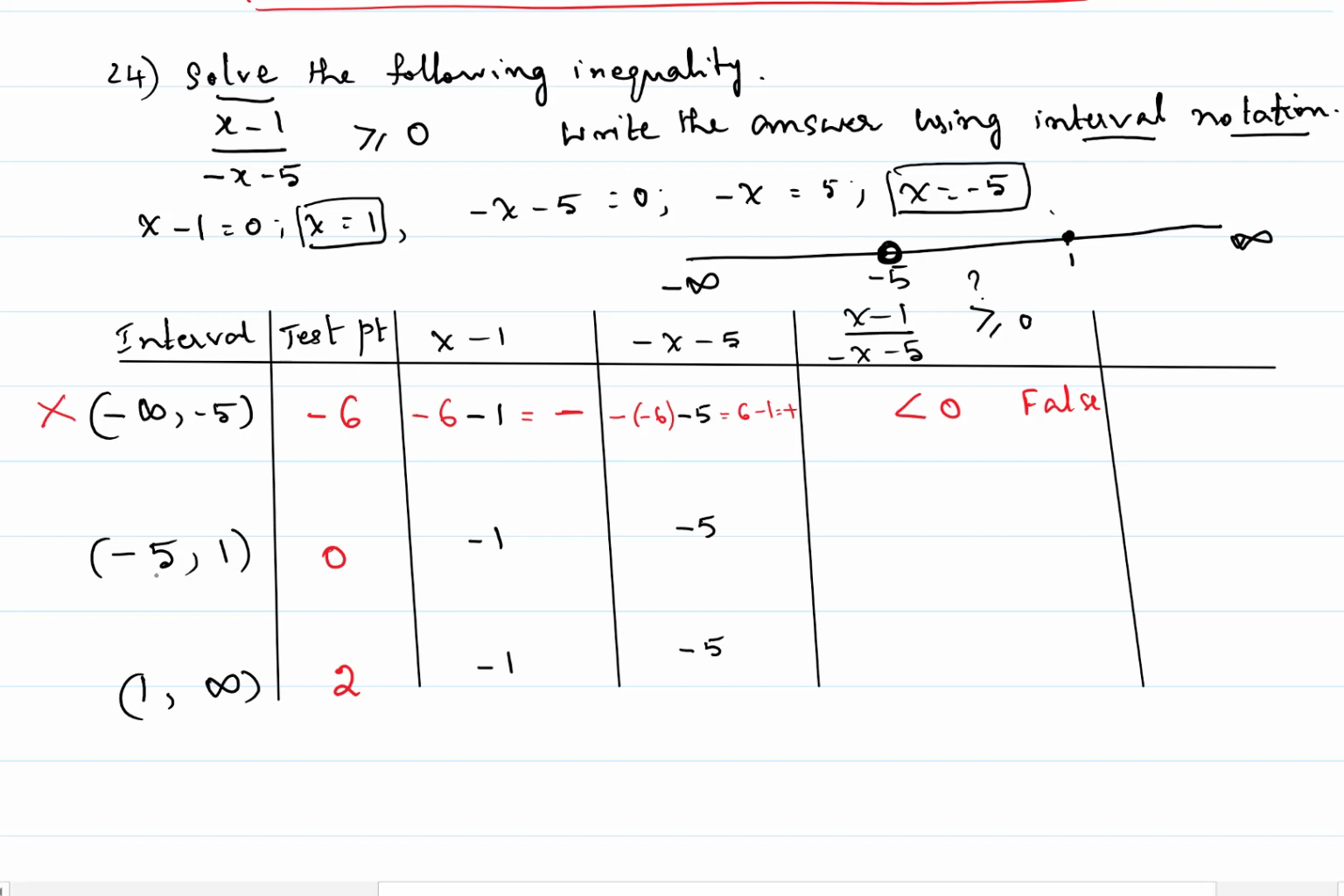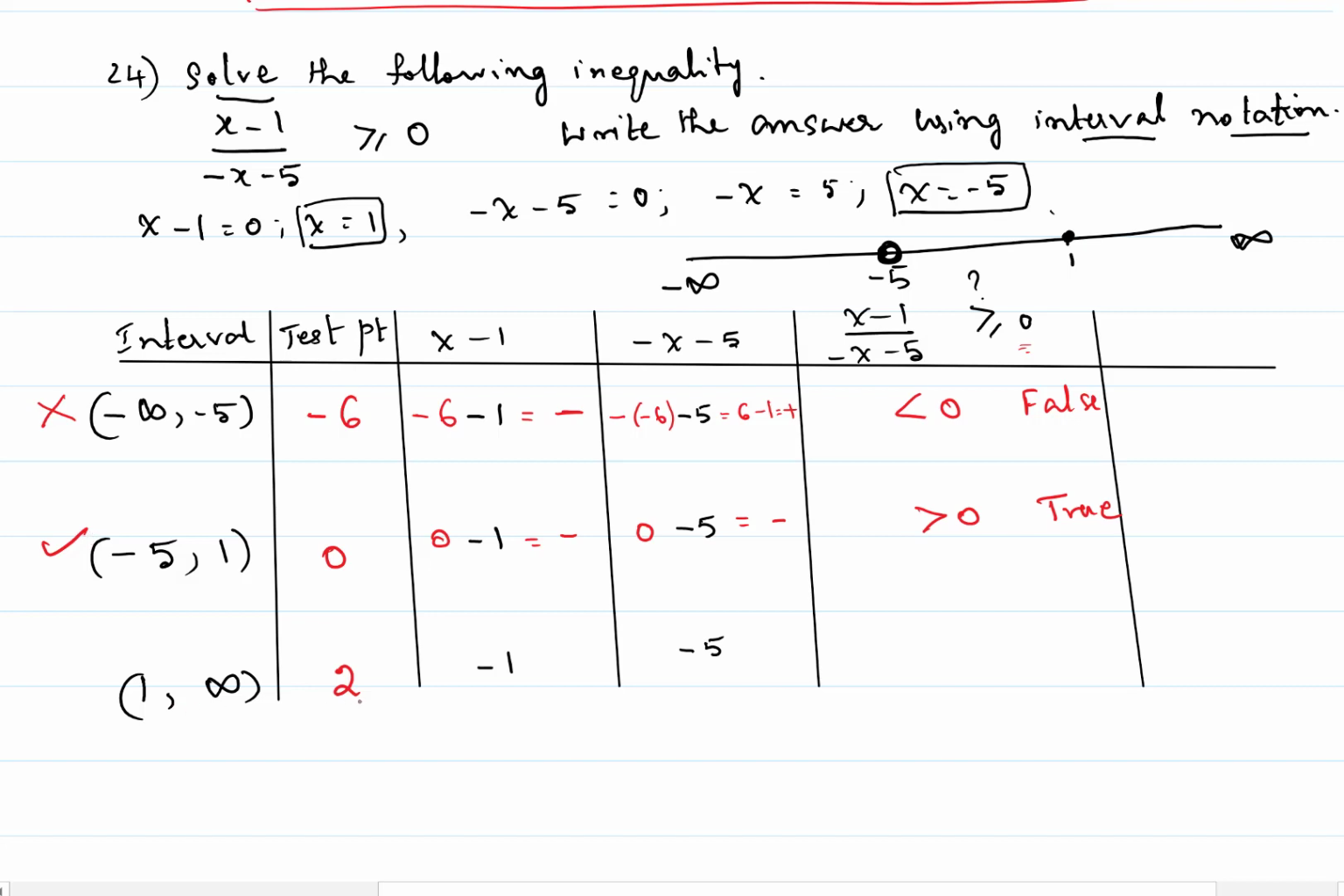Now we'll pick 0 as the test point in the interval negative 5 to 1. Plug 0 into x minus 1. That gives us a negative sign. Plug 0 into negative x minus 5. That gives us a negative sign. Then we divide the sign of x minus 1 by the sign of negative x minus 5, which is negative over negative. That will be positive. So it does satisfy the inequality, and the statement is true here. So this interval is part of the solution set.